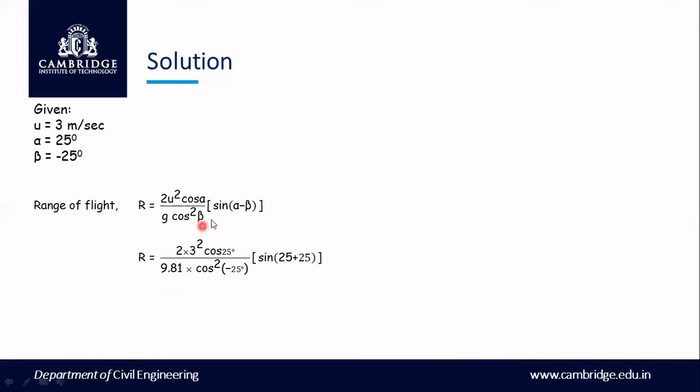If you can see here, beta is substituted as minus 25. Here beta will be minus of minus, so it will be plus 25. So solve and you will get the range as 1.55 meter. Okay, so this is the range we got. But we need to find out the coordinates for that point B at the end point.